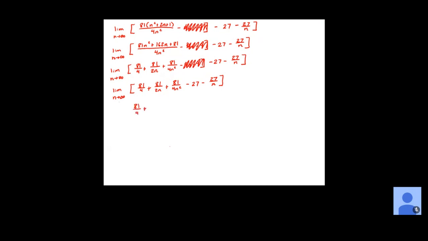What about the limit as n approaches infinity of 81 over 2n? 0, right? Because we have the n in the denominator, and we know that's approaching infinity, that's going to give us a 0. What about the next term, 81 over 4n squared? Also 0. Minus the limit as n approaches infinity of 27 is going to be 27 because that's a constant. And then the limit as n approaches infinity of 27 over n is going to be a 0.